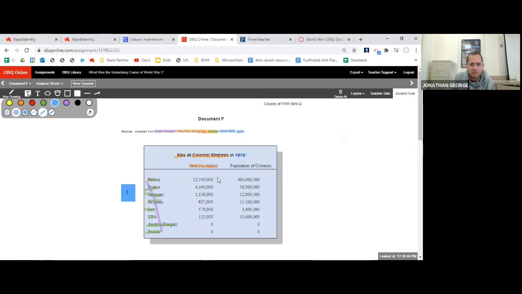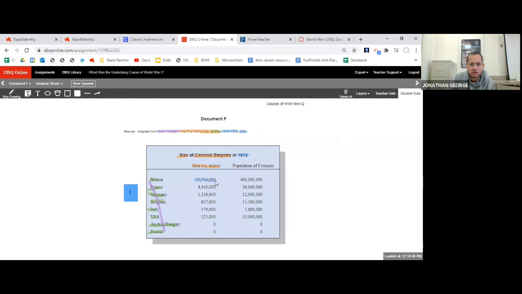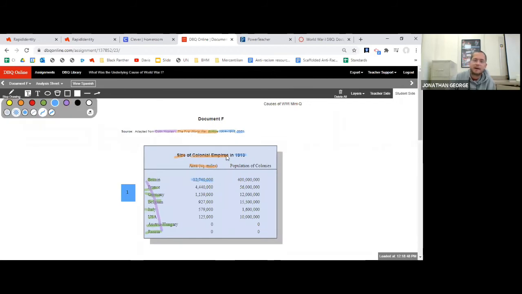It's going to be blue. Britain has, and again, this is their colonial empire, the area that they've taken over outside of their own. At this point in 1913, we're measuring how large of a territory these countries control. It doesn't mean it's just outside of their boundaries. It could be on the other side of the world, okay? But right now, Britain has 12,740,000 square miles of territory.